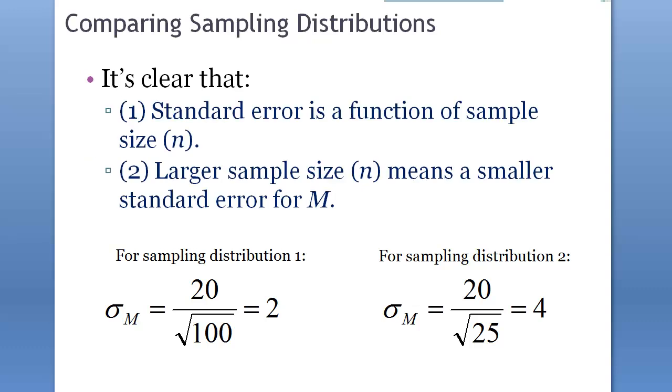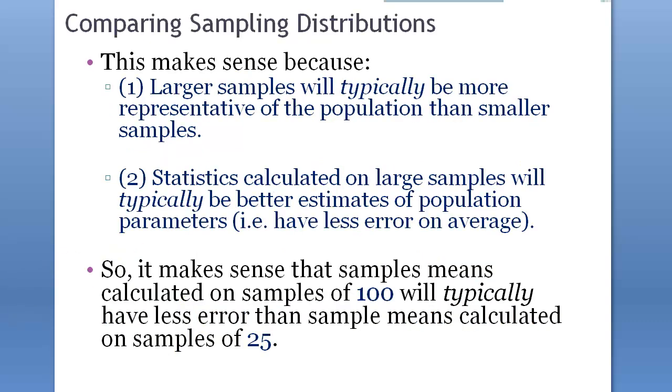It's clear that standard error is a function of sample size. A larger sample size means a smaller standard error for M. If you don't get this idea, it's going to be hard for you to understand. The reason it makes sense is that larger samples would typically be more representative of the population than a smaller sample. That's the exact reason why statistics calculated on large samples would typically be better estimates of the population parameters, because the size of the sample is getting closer to the size of the population, so no wonder it's more accurate than a smaller sample.